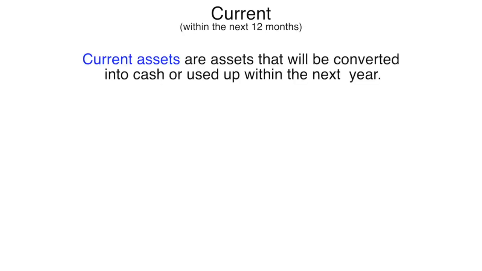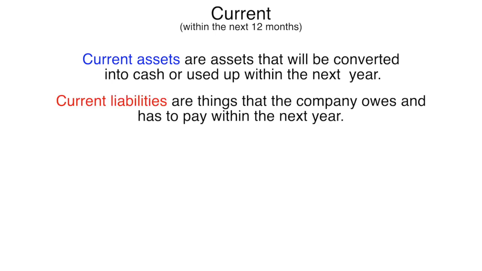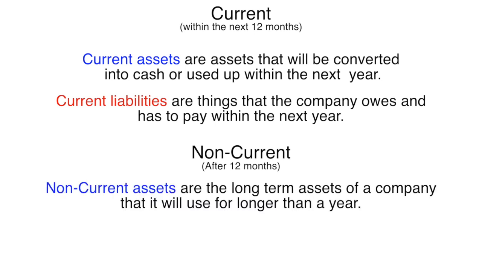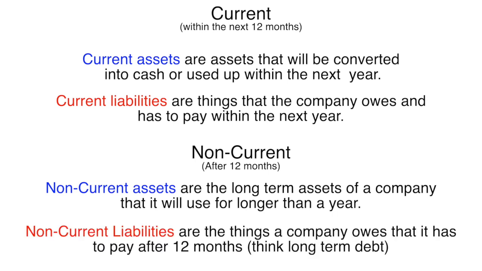When you hear current assets or current liabilities, think within the next 12 months. Current assets are assets that will be converted into cash or used up within the next 12 months, and current liabilities are things that need to be paid within the next 12 months. And when you hear non-current, think longer than a year. The non-current assets are the long-term investments of a company that it'll use for longer than a year. And the non-current liabilities are the things that the company owes that it'll only pay at some point in the future, at least after 1 year.